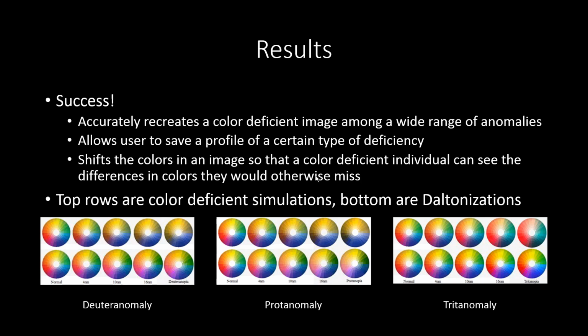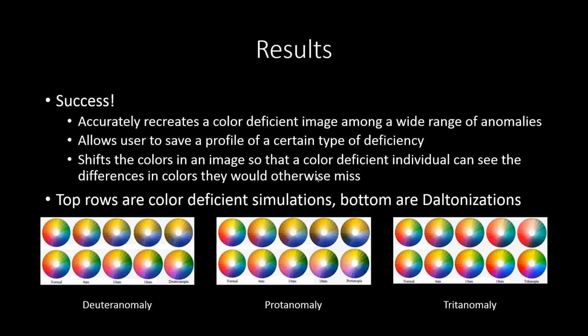It allows users to save a profile of a certain type of deficiency, and it shifts the colors in an image so that a color deficient individual can see the differences in colors they would otherwise miss. So the three results are on the bottom. They are deuteranomaly, protanomaly, and tritanomaly.